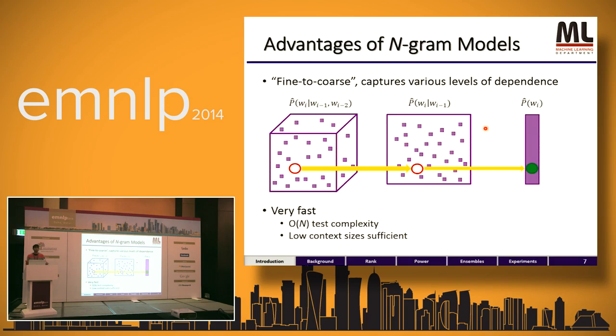And n-gram models are very effective because they have a very fine to coarse structure. They can capture various levels of dependence in language. So my trigram can have very specific phrases like New York City. My unigram captures very coarse level things, like "the" is maybe more popular than "n" or something like that. They're very fast. They have O(n) test complexity where n is the n-gram order. And low context sizes like 3 or 4 are sufficient to get good results, which is important in applications like MT, where decoding depends exponentially on the context length.